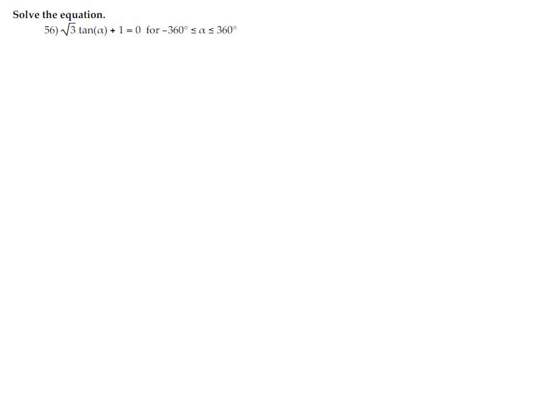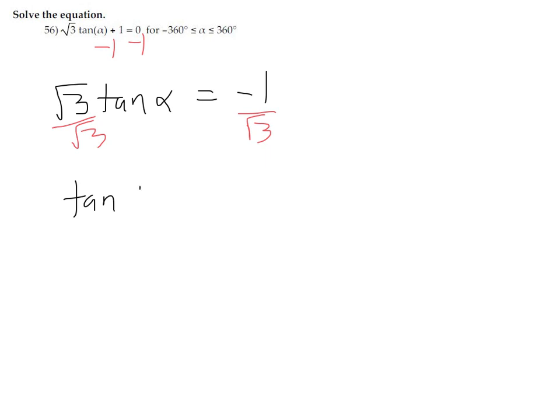For this question, we're asked to go twice around the circle, so from negative 360 to positive 360. Interesting. We also have our equation not solved for tangent, so we need to solve for tangent. I will start by subtracting 1 from both sides. This gives me square root of 3 tangent alpha equals negative 1. Then I can divide by square root of 3 to get tangent alpha equals minus 1 over square root of 3.